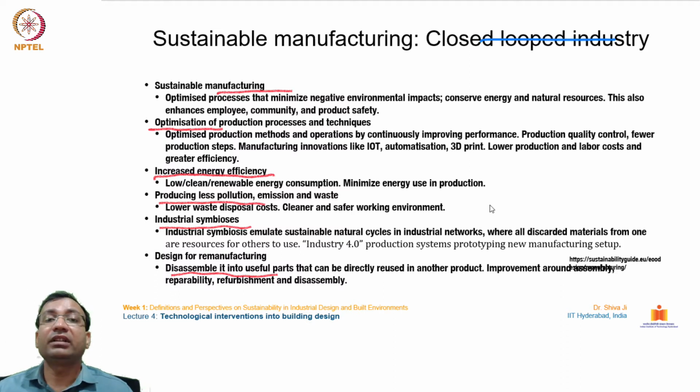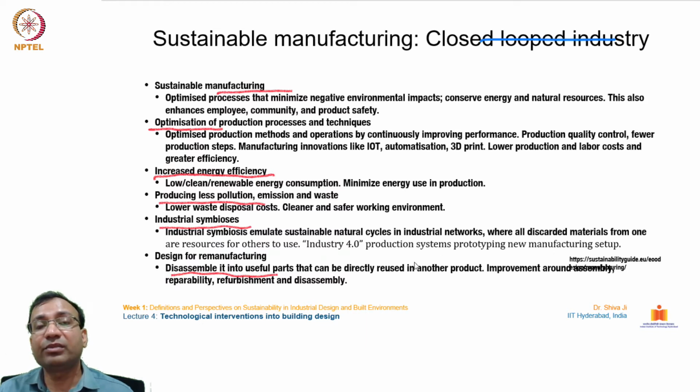One of the SDG targets is to maintain the health and well-being of the community. How this point can help in that SDG is very interesting to see over here. Further, industrial symbiosis emulates sustainable natural cycles in industrial networks, where all discarded materials from one industry become a resource for the others to use. Industry 4.0 production systems, prototyping new manufacturing setups.